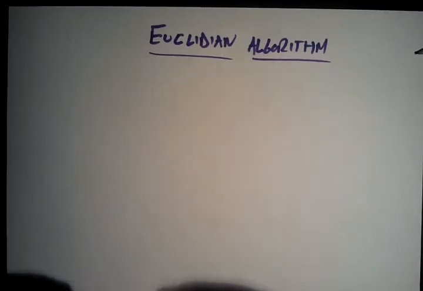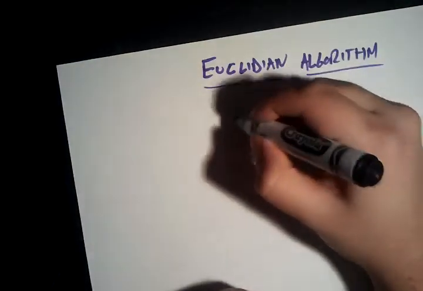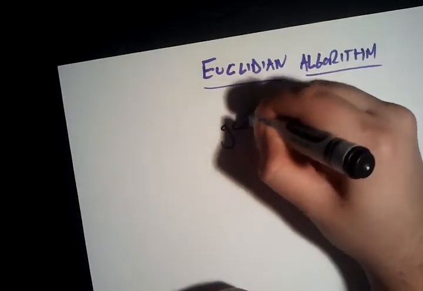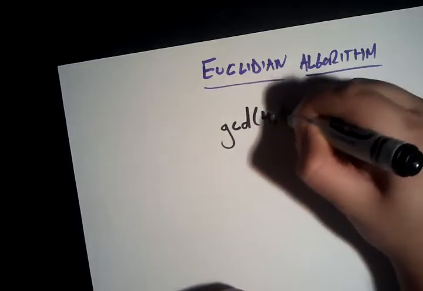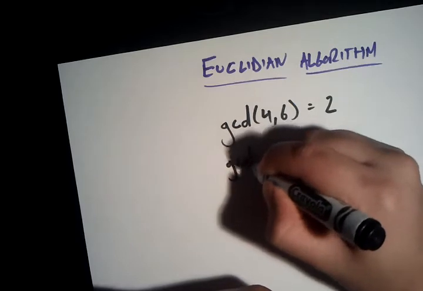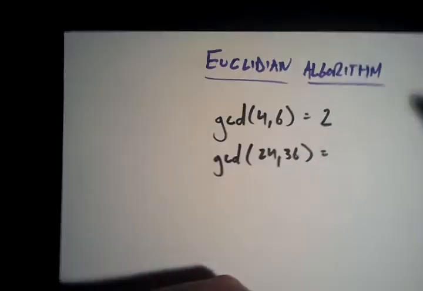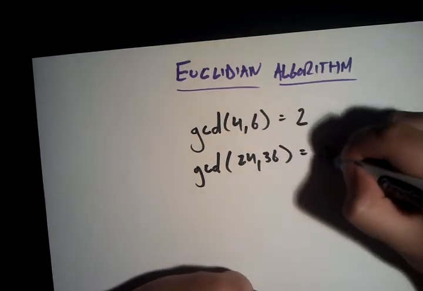We're going to talk about the Euclidean algorithm. It's an algorithm used to find the greatest common divisor of two numbers. So if we have easy numbers, let's say we're trying to find the greatest common divisor of 4 and 6, we know it's 2. Let's say we're trying to find the GCD of even bigger numbers, let's say 24 and 36. Just using inspection, using some logic, we can tell it's 12.